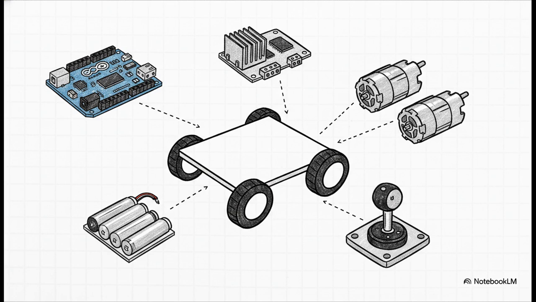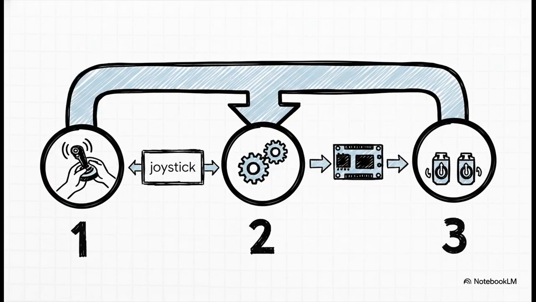We've got our Arduino brain, the L298N motor driver to be the muscle, two DC motors for movement, a joystick to be our eyes and ears, our input sensor, and of course, a separate power supply for those hungry motors. So what's the loop actually doing inside our robot? It's the entire brain, and it's running this simple three-step process over and over, hundreds and hundreds of times every second.